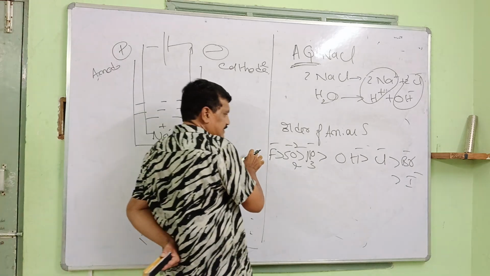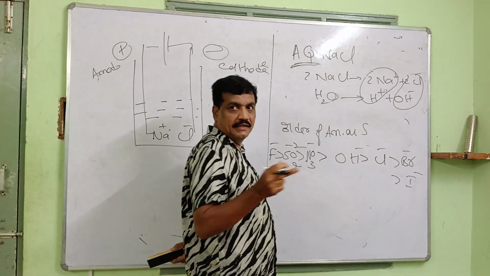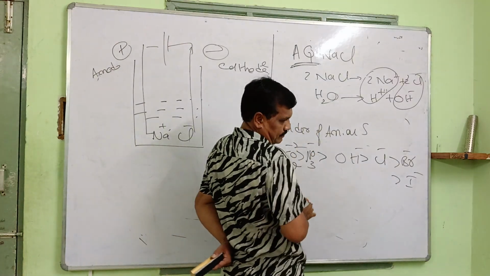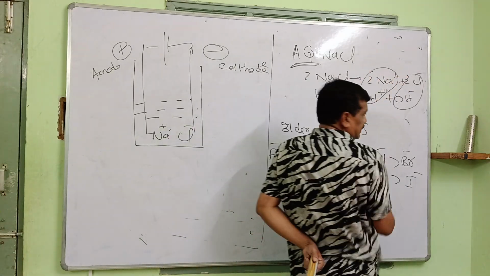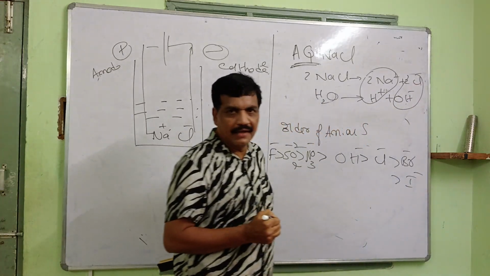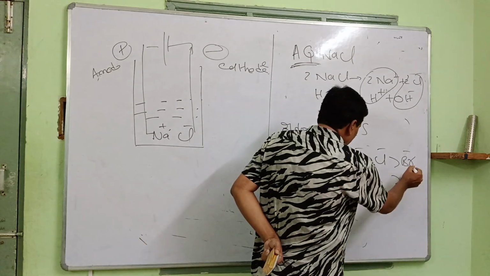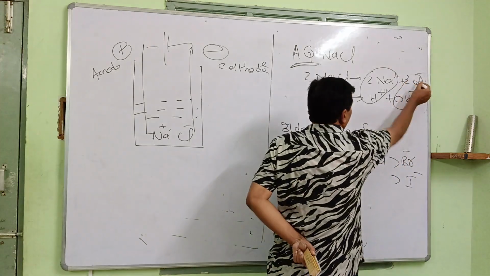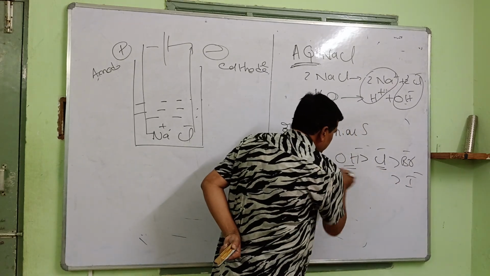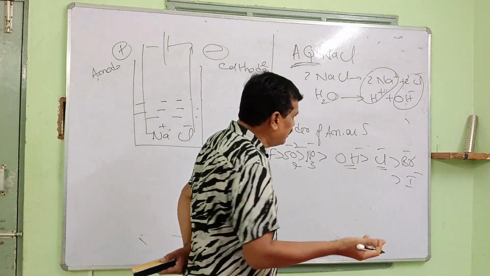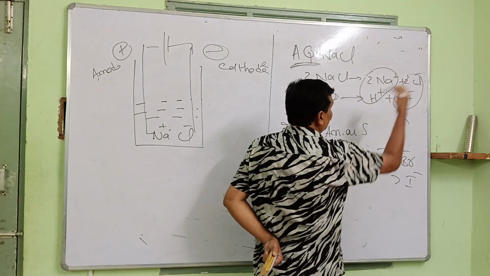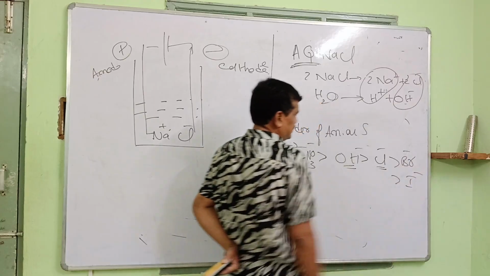So this is the order of anions according to the discharge preferential theory. For example, in NaCl, Cl- and OH- are there. Two anions are there, so we have to see this series, Cl- and OH-. Which has the lowest discharge potential? Definitely chlorine has the lowest discharge potential. So chlorine is evolved first compared to OH-.